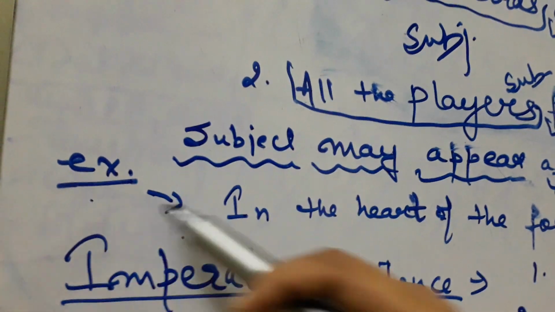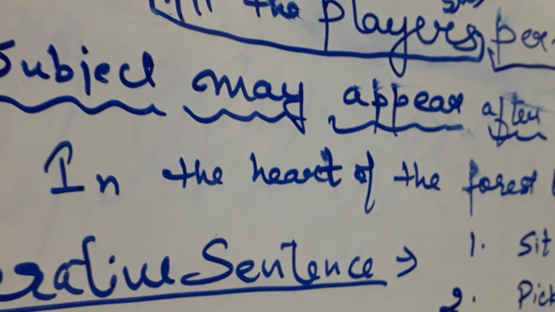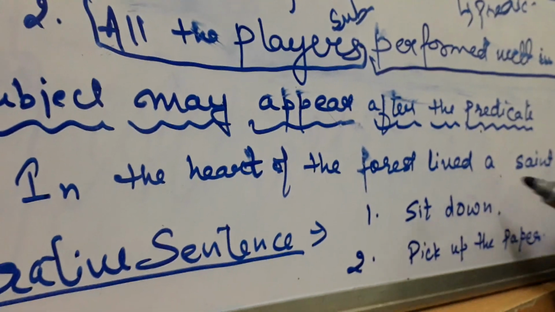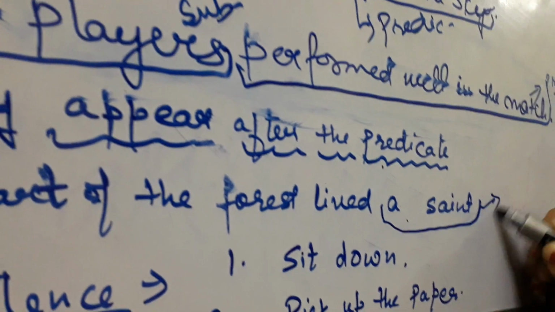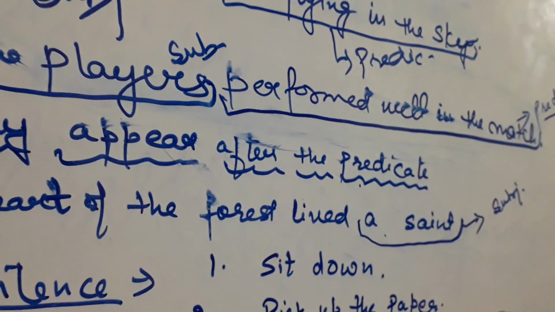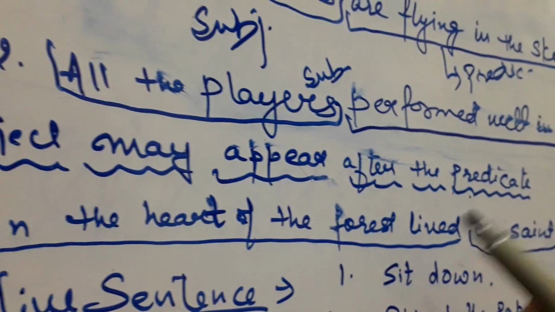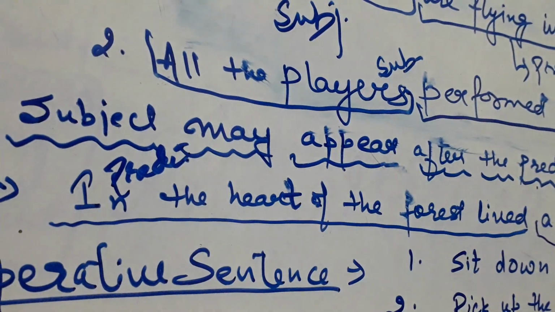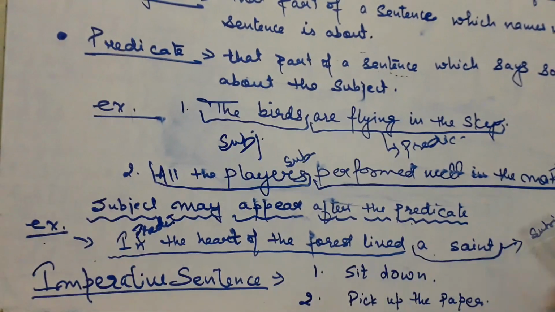For example, let's take an example. In the heart of the forest lived a saint. If we read the sentence and try to find out what are we talking about in the sentence, we are talking about a saint. What are we talking about? We are talking about a saint. So this will be the subject of the sentence. And what are we talking about a saint? We are saying that in the heart of the forest lived means a saint lived in the heart of a forest. This is what we are talking about, a saint. So this will be the predicate. So this is to show that occasionally subject may be placed after the predicate.